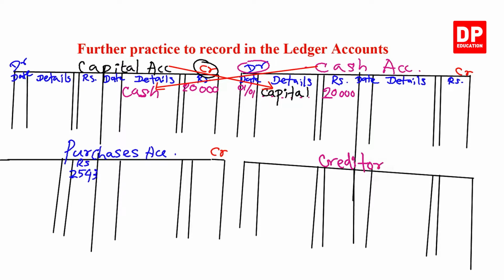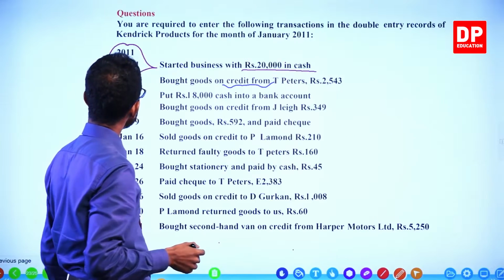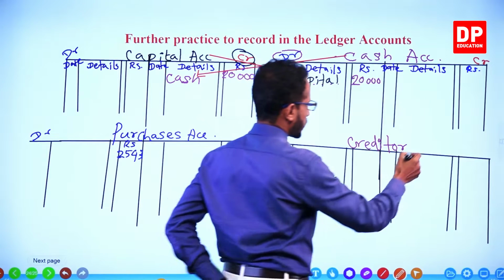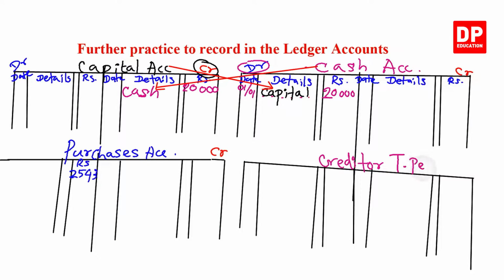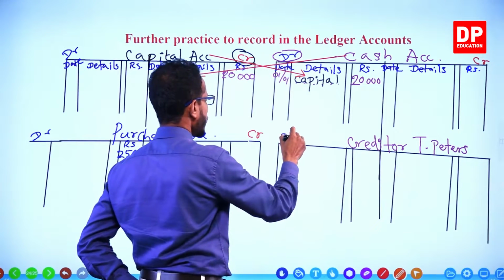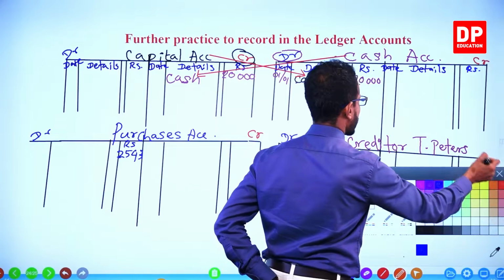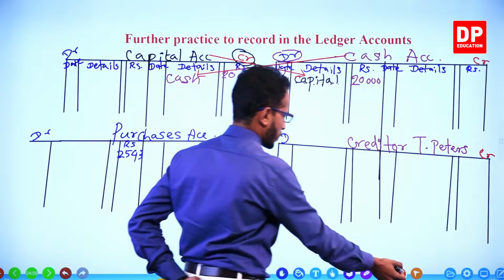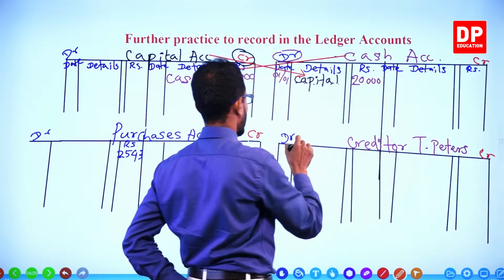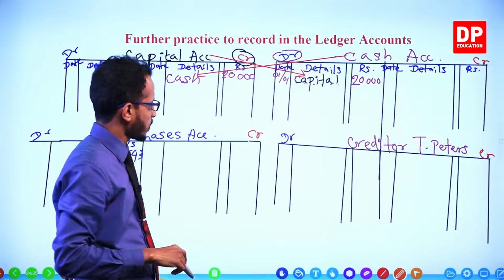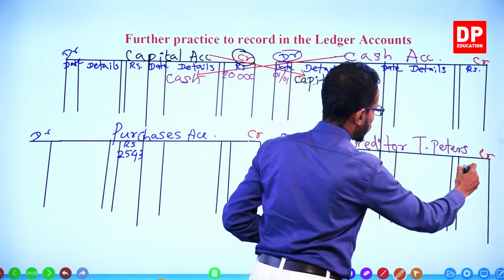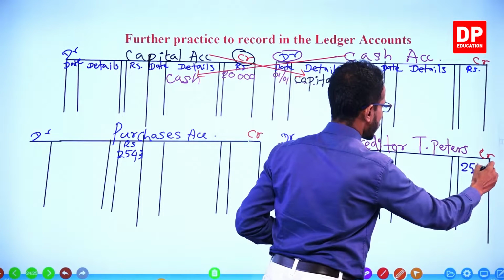What is the name of that creditor? Let's see. T. Peters. So we can put the name creditor T. Peters. Debit, credit. Debit, credit. All right. Creditor T. Peters account should be credited, yeah? 2,543.